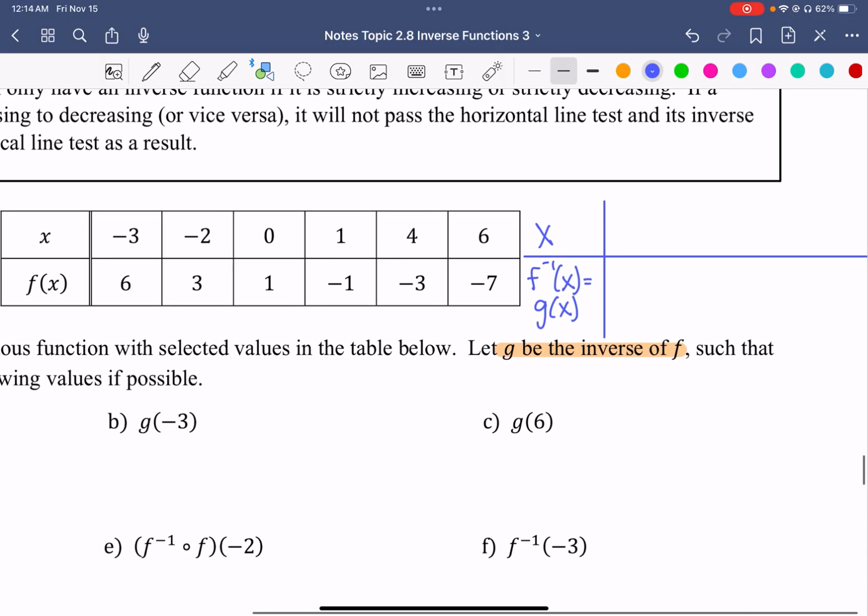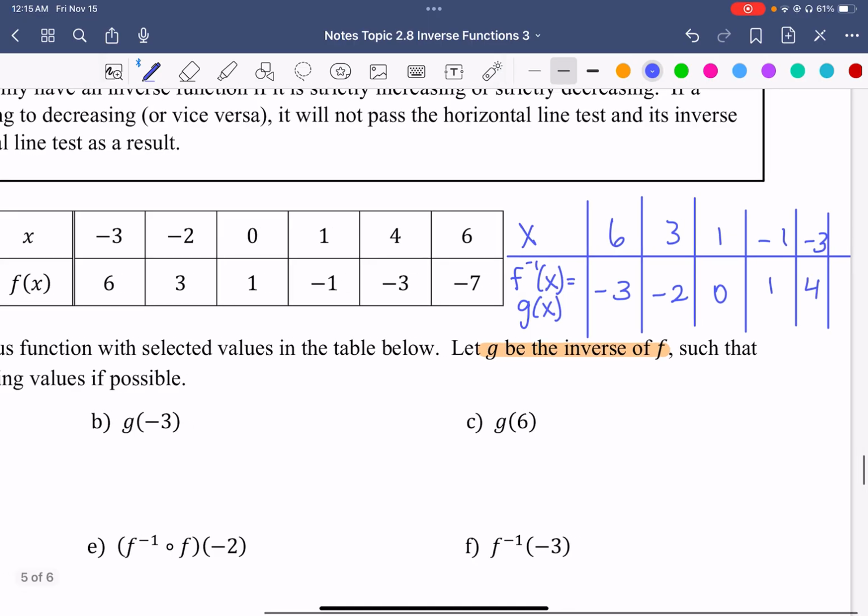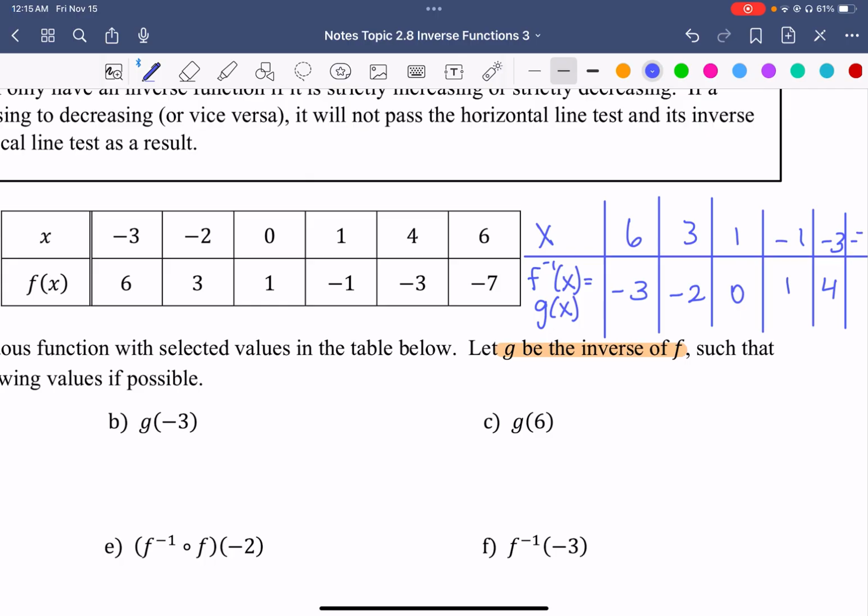And now all I'm going to do is flip my x. I'm going to switch my x and y values. So we have 6 and negative 3. And then I have 3, negative 2. And then we have 1, 0. Negative 1, 1. We have negative 3, 4. And then finally we have negative 7 and 6.